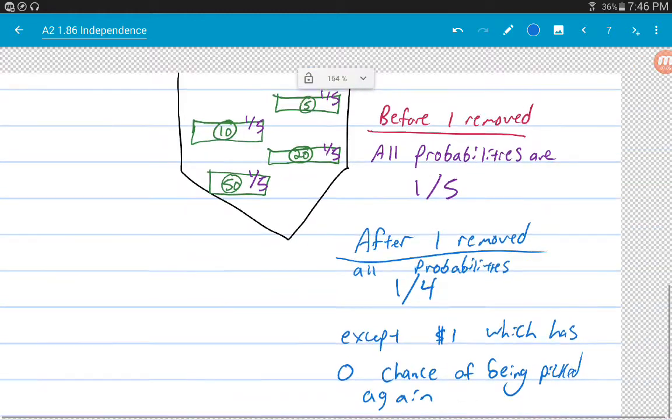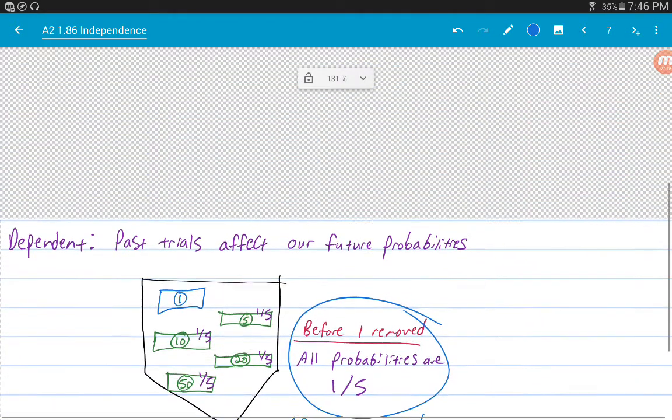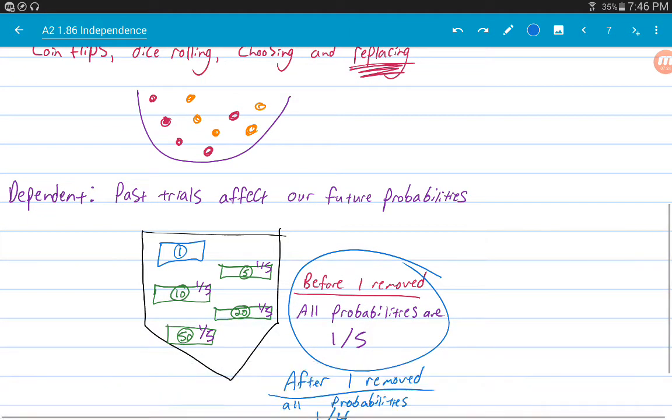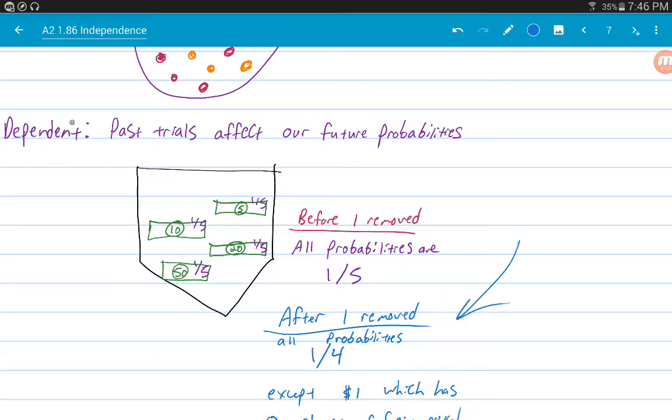Now, if I had just replaced that 1, if I had put that 1 back in, all the probabilities would still be the same as what they were before. So if I replace it, nothing changes. If I've replaced it and nothing changes, that would make it independent. But because I didn't replace it, the 1 is gone, we have these after probabilities that are different. And when our probabilities after the fact are different, that's because they are dependent, right? One affects the other.